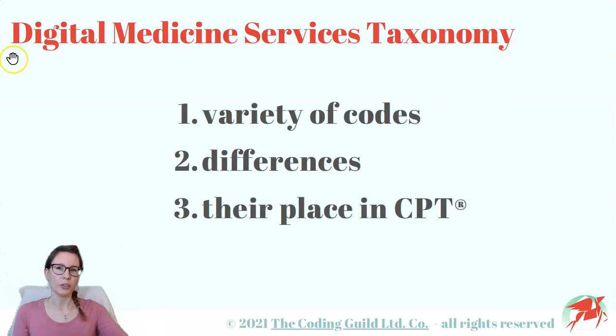In this episode, we are going to discover a newly added section of the CPT book, Appendix R. What is it for and how are you supposed to use it? Let's discuss. The official title of this new appendix is Digital Medicine Services Taxonomy. The goal of it is to help us and providers understand the variety of codes available for digital medicine and usually remote services, to highlight the differences between them, and to show us how these codes work in the context of all other CPT codes.